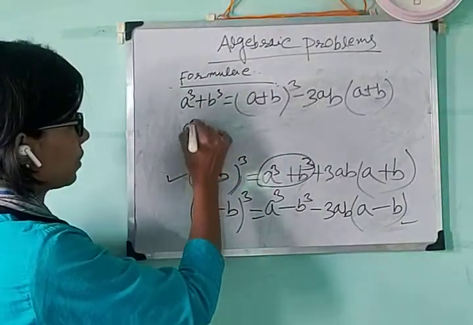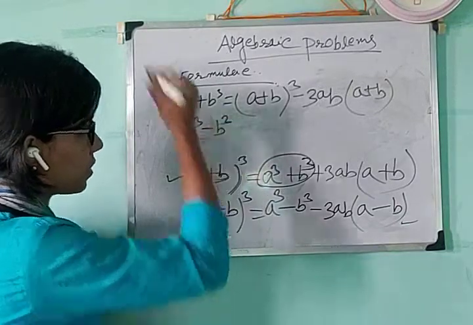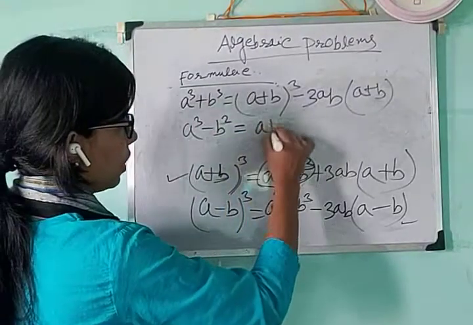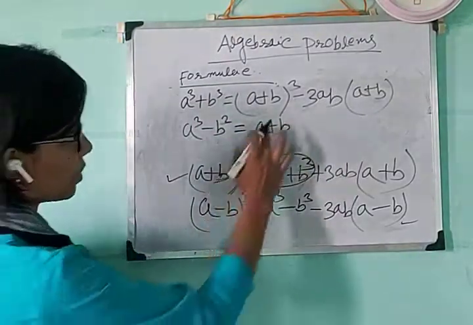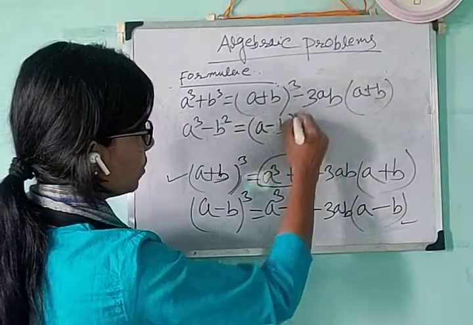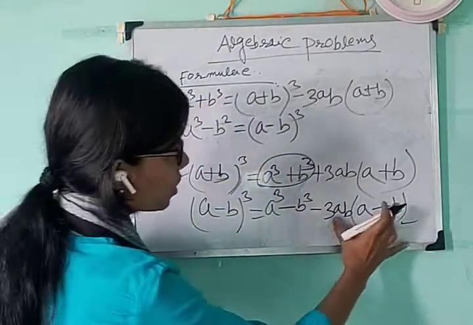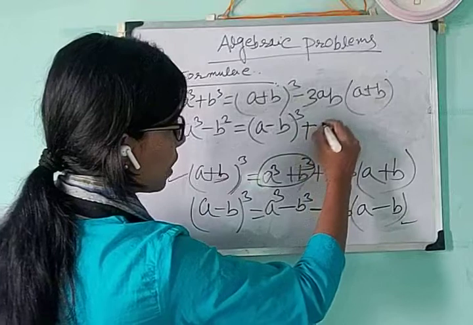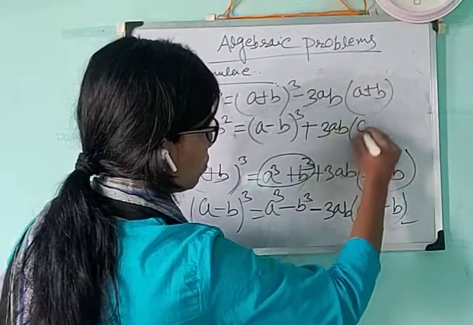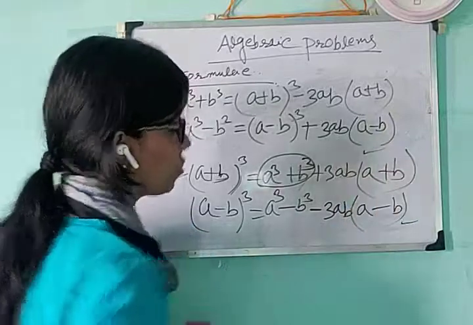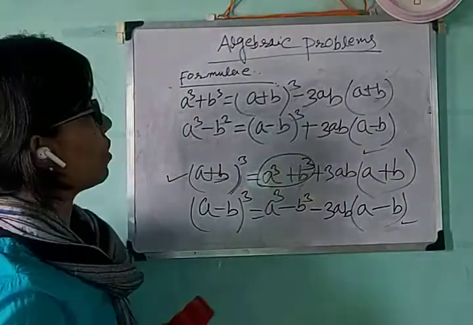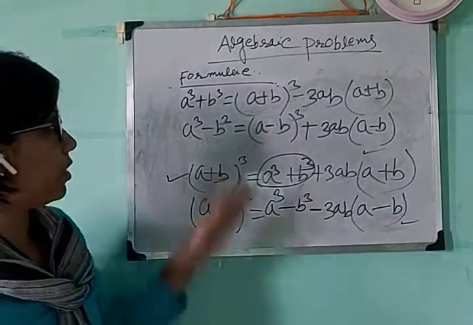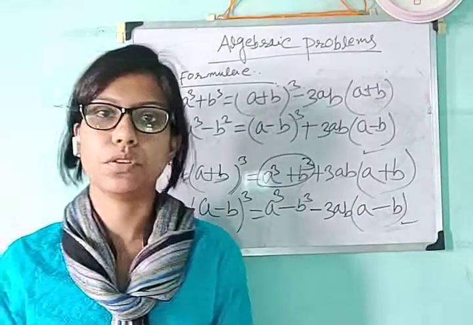And for a cube minus b cube, it becomes a minus b whole cube, and we take the 3ab into a minus b part to the left hand side, so this minus sign becomes plus 3ab into a minus b. So these are the two formulas for a cube plus b cube and a cube minus b cube, right?